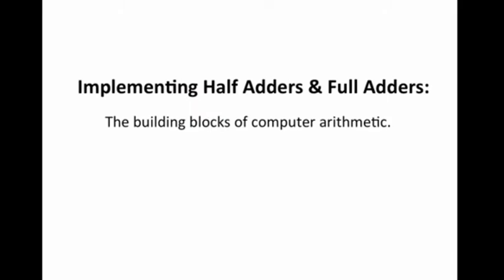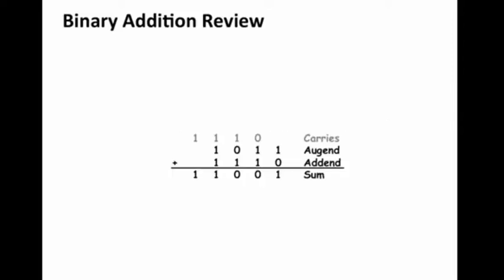So in this video I'm going to show you how to build half adders and full adders, and these make up the building blocks for computer arithmetic. So I'm going to do a quick review of binary addition. In binary addition we're adding two numbers, what are called the augend and the addend, together to produce the sum. And we do this by, in each bit position, summing the input bits in that position to produce a sum bit and a carryout that goes into the next column.